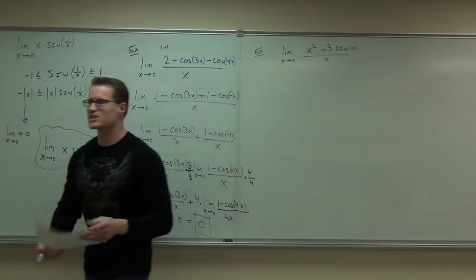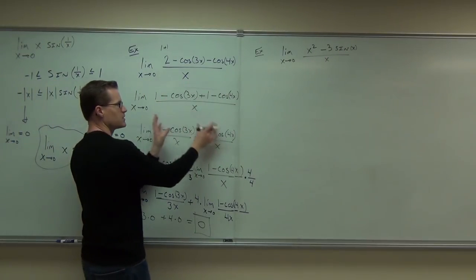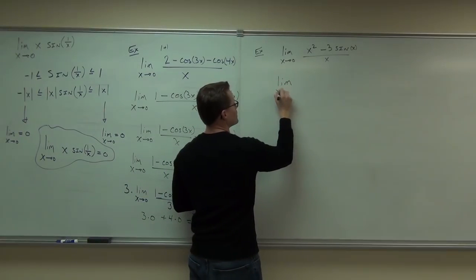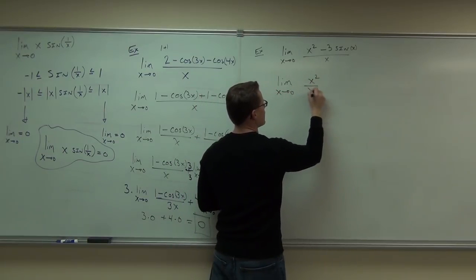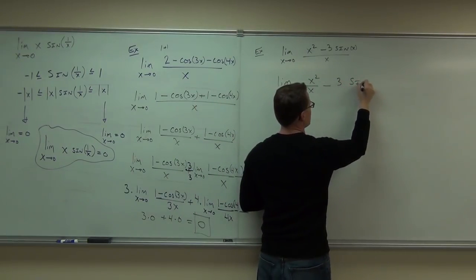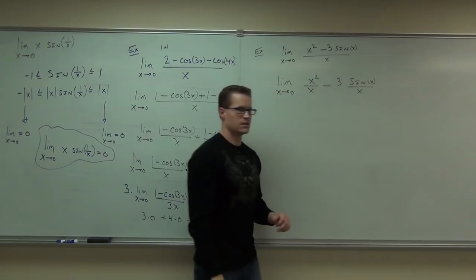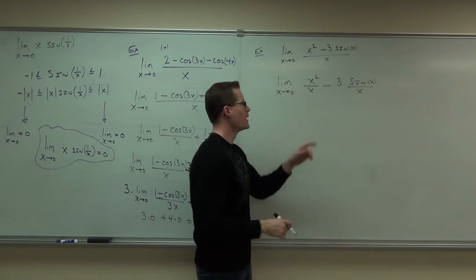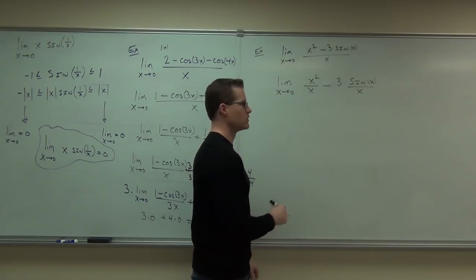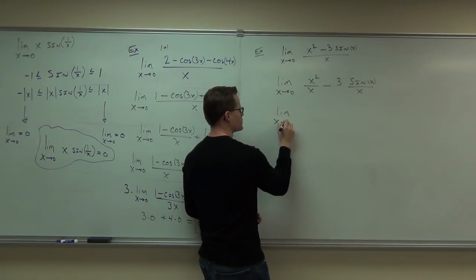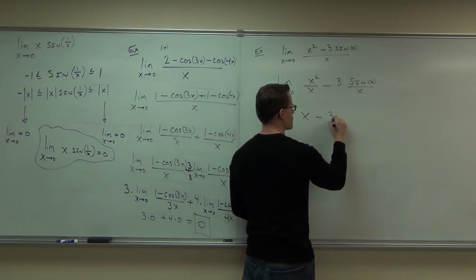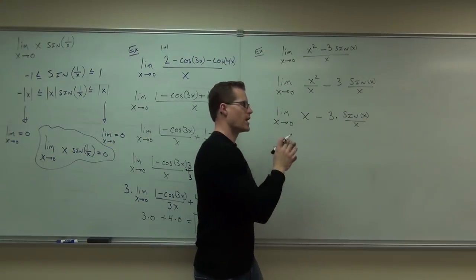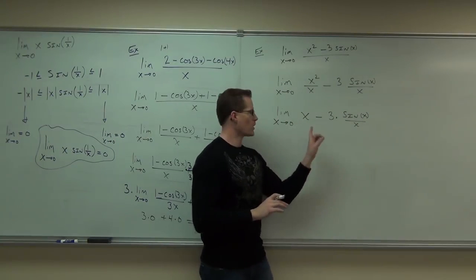Okay, other things you can do. This is very similar. Now understand that we were able to break up these fractions because we had that denominator. We can do the same thing here. So we could actually make this limit as x approaches 0 of x squared over x minus 3 sine x over x. You guys okay with that one? We can split up our limit using our algebra. How much is x squared over x? So we'd have a limit as x approaches 0 of x minus 3 times sine x over x. Tell me what happens here. Where does the x go to?